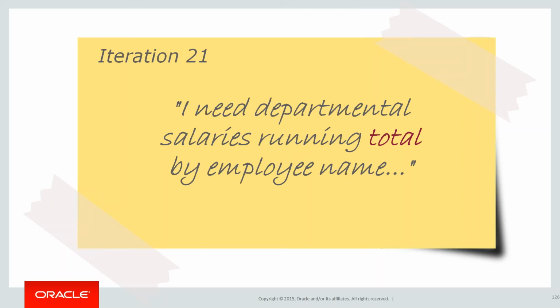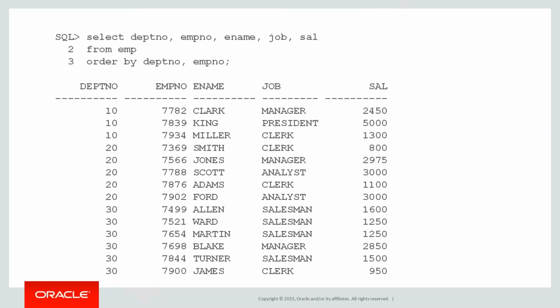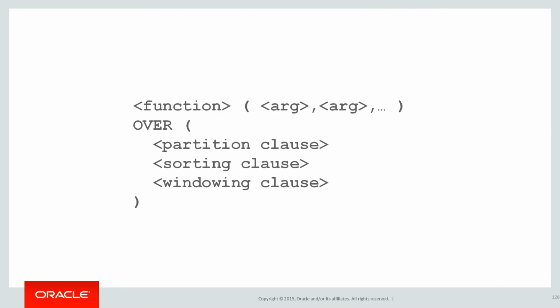Iteration 21, I need departmental salaries running total by employee name, and obviously total suggests aggregation. So here's our data, back to our employee table again. Once again, let's build up an analytic function by breaking it down into components. The first thing is, I'm doing it by department, so I need to partition by department number, and we just learned the partitioning clause. I'm doing it by employee name because I'm saying running total by name.